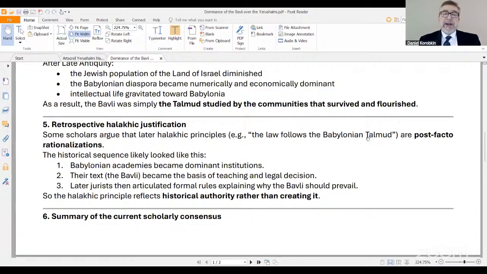Number 5, retrospective halachic justification. Some scholars argue that later halachic principles, e.g., the law follows the Babylonian Talmud, are post facto rationalizations. The historical sequence likely looked like this. Babylonian academies became dominant institutions. Their text, the Bavli, became the basis of teaching and legal decision. Later jurists then articulated formal rules explaining why the Bavli should prevail. So the halachic principle reflects historical authority rather than creating it, okay? Which can happen throughout the ages.